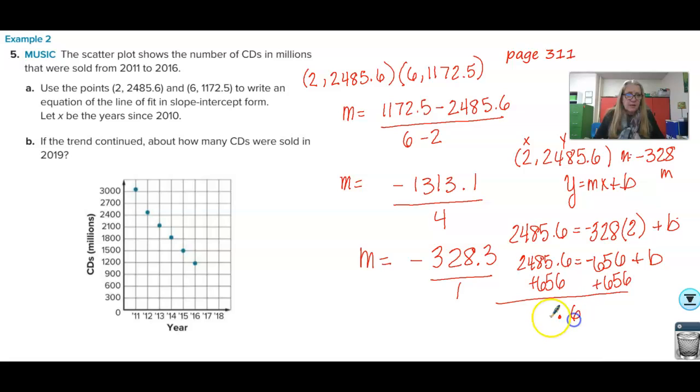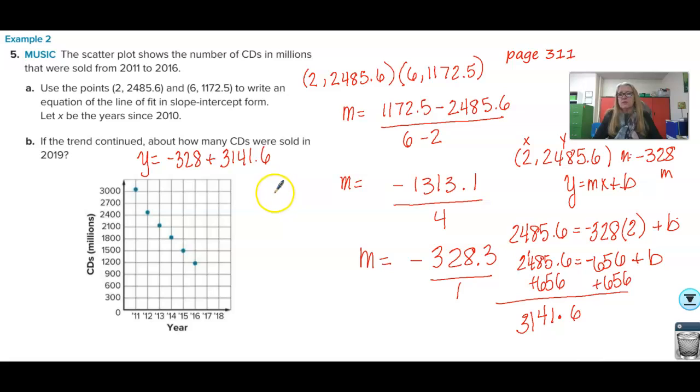That gives me 1, carry 1, carry 1, 11. Okay, so let's see. This is our y-intercept now. So I have an equation now. I have y equals m is negative 328, and our y-intercept is a positive 3,141.6, which looks about where it's trending to go, right? Okay, so that does look like that would probably be our point of origin.